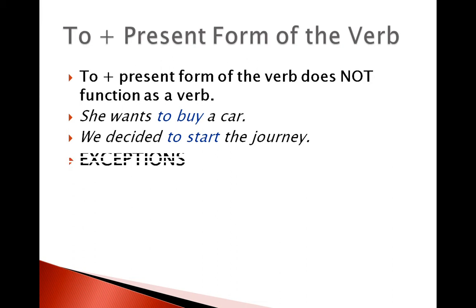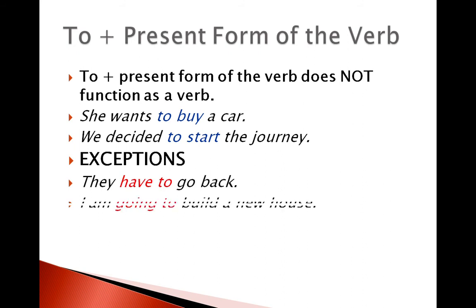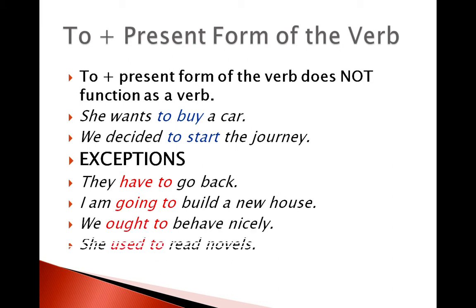But there are 4 exceptional cases where to is a part of the auxiliary. We have learnt these 4 exceptional cases in our table of auxiliaries. They are have, has, had to, going to, ought to, used to. Whenever any one of these special auxiliaries is used in a sentence, you'll find to plus present form of the verb together, and yet the verb will be treated as a verb. We must learn them well and keep these points in our mind when we are classifying auxiliaries in sentences.